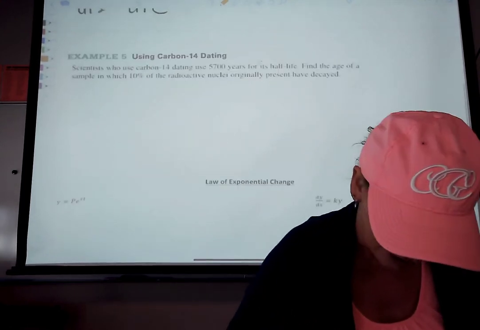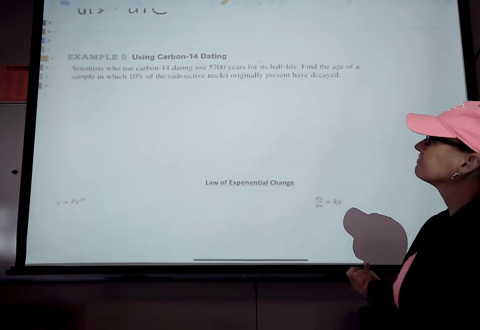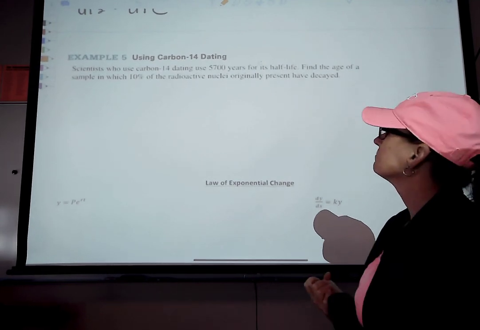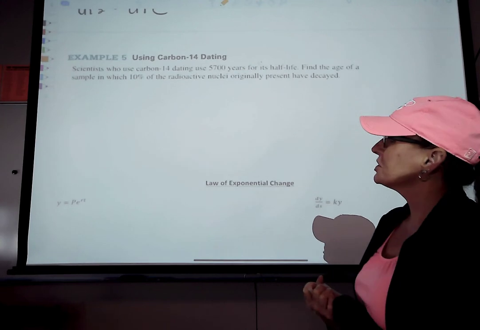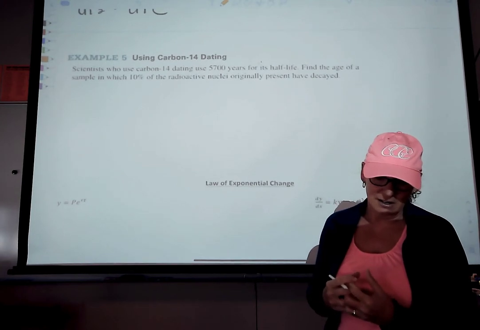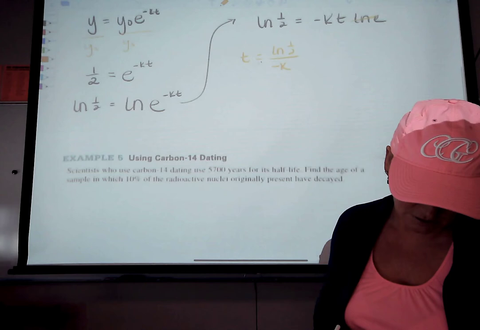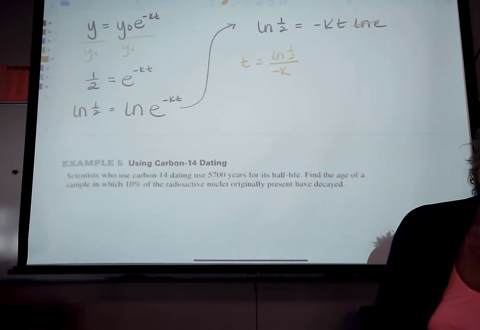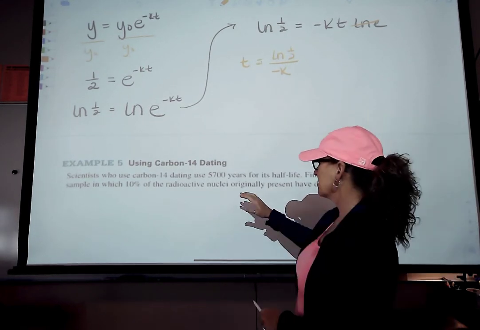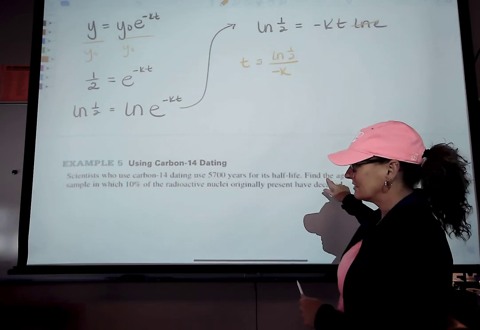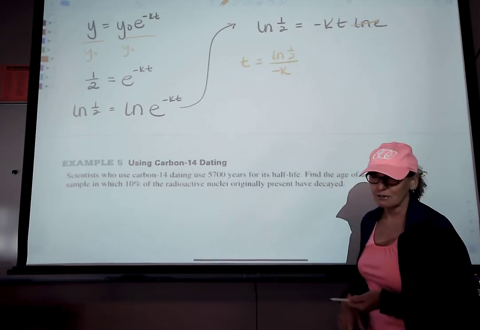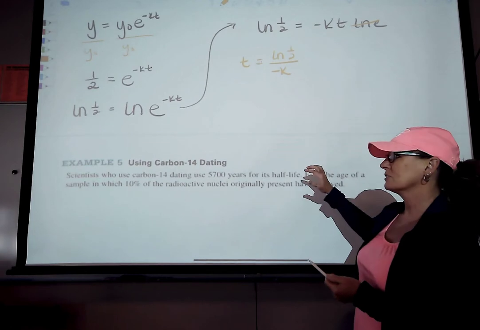Okay, next one. Find the age. So it takes 5,700 years for a half-life. That's to cut itself in half. That's not what it's asking, though. It takes 5,700 years to cut itself in half. How long is it going to take for it to lose 10% of itself? We don't want it to lose all 50% of itself. How long is it going to take to lose just 10% of itself?